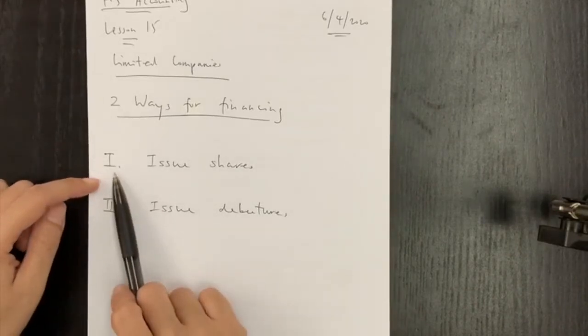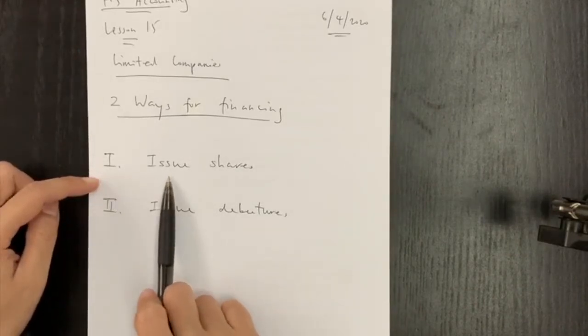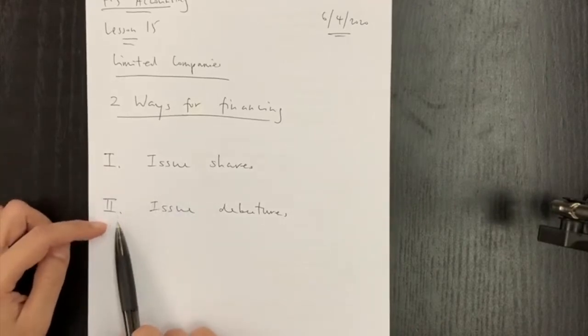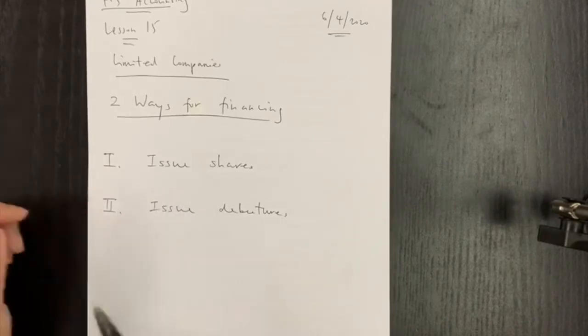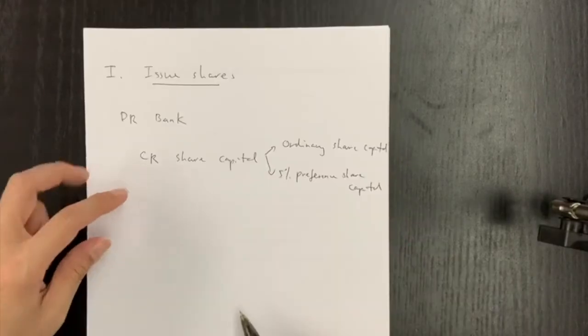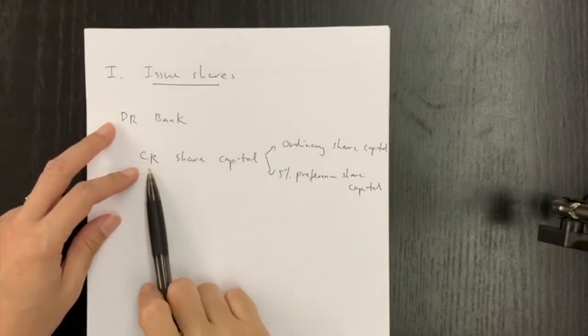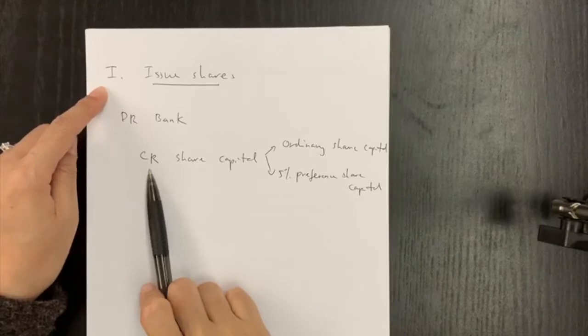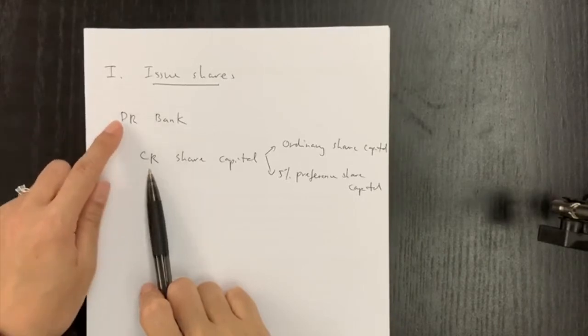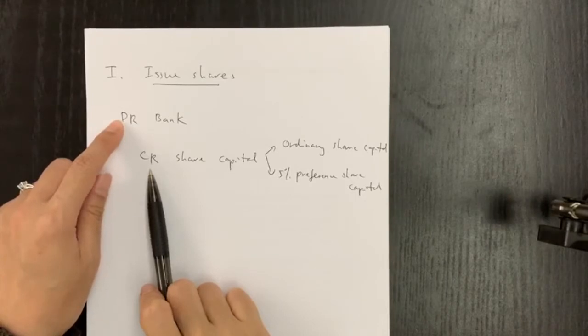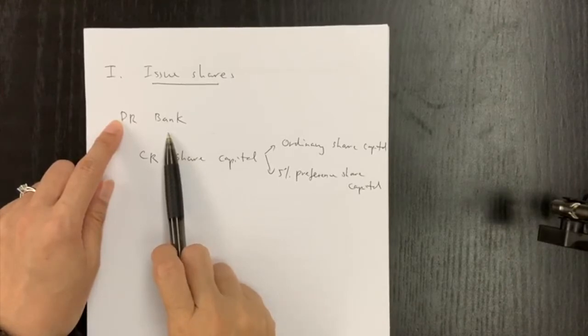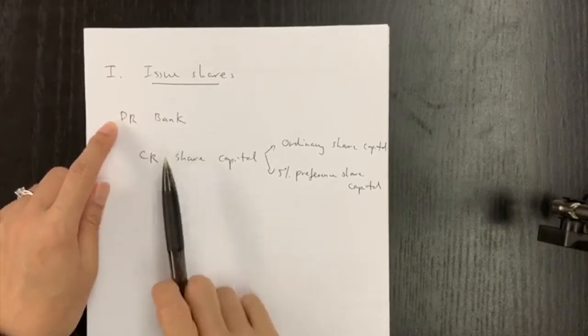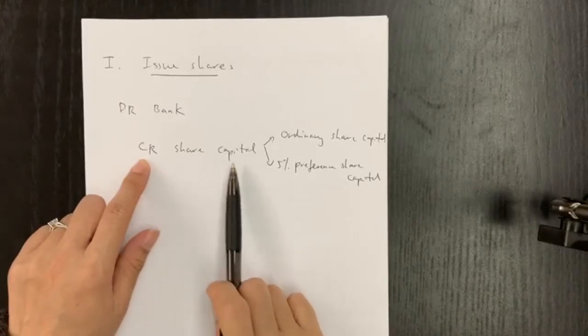The first one, a limited company can issue shares to the public, and also a limited company can issue debentures to the public. Okay, so here is the double entry for a limited company after issuing shares. To issue shares is one of the ways for financing, and financing means to get money. So this is the way for a limited company to get money by issuing shares. Therefore, debit bank means we have more money in the bank account after issuing shares. And then credit share capital.